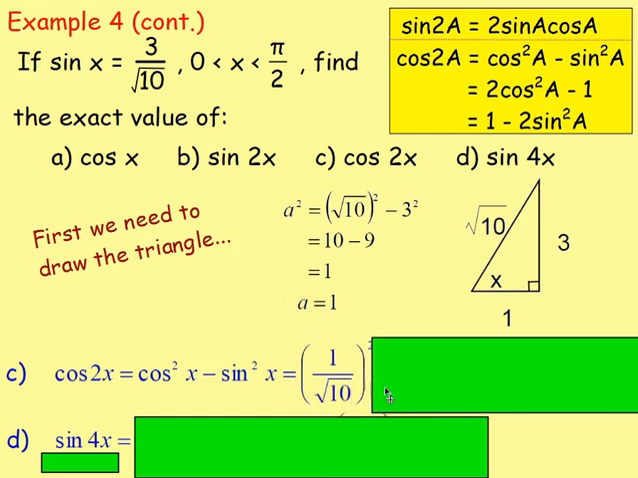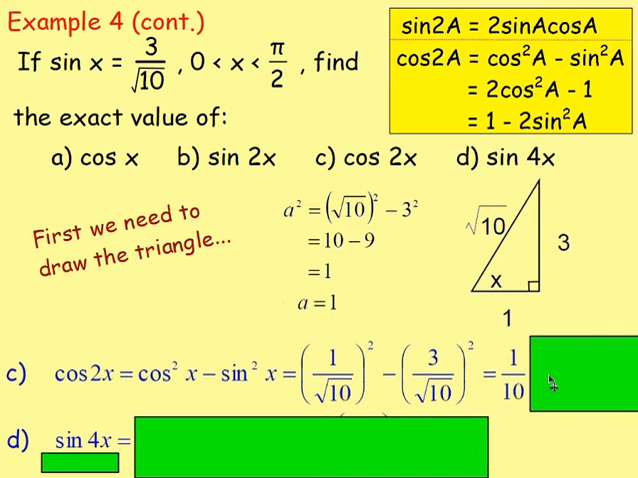That was just from that first part that we worked out. We also know what sin squared is. That's given in the question. That's the 3 over root 10. So that'll be take away 3 over root 10 squared. From there, 1 over root 10 squared. We'll square the top, square the bottom, and you'd end up with 1 over 10.